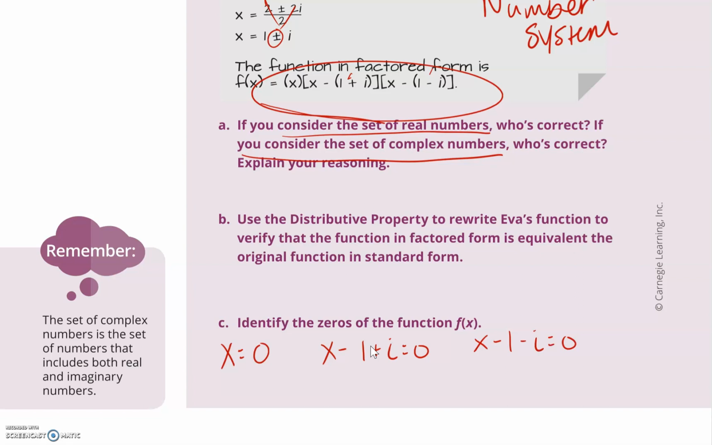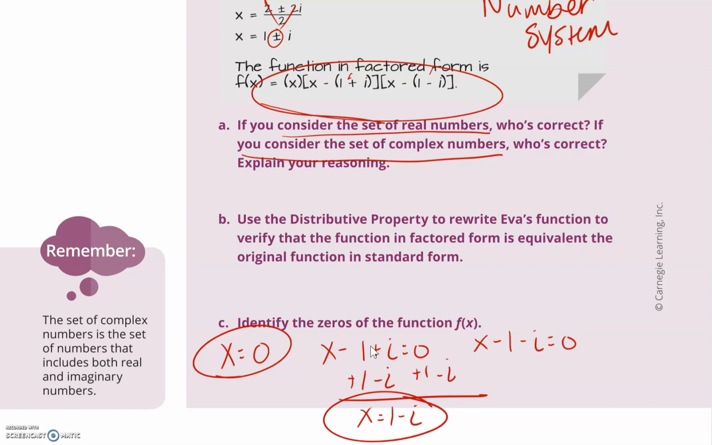So the first one is already solved. 0 is one of the zeros. To get x by itself over here, we're going to add 1 and subtract i. And we get x equals 1 minus i. That's our second zero. And then over here, we're going to add 1 and add i. And x equals 1 plus i. And that is our third zero.